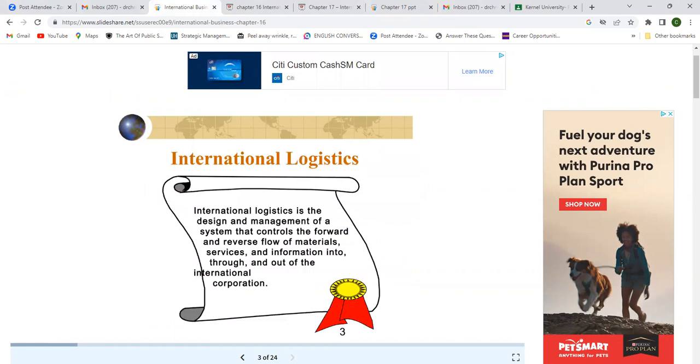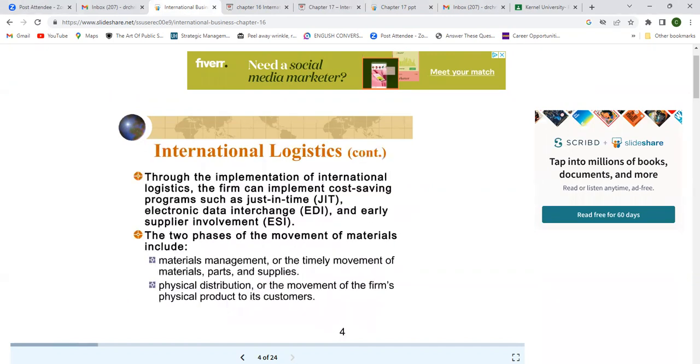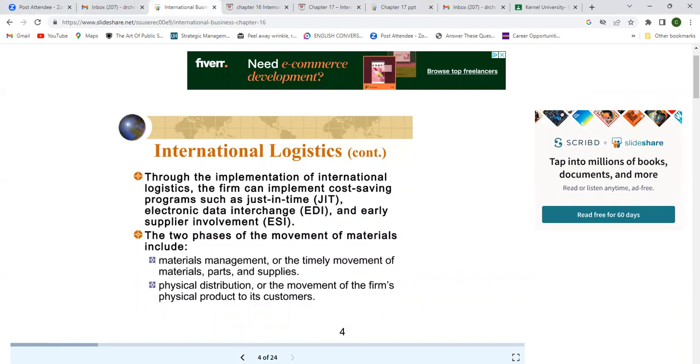International logistics is the design and management of the system that controls the forward and reverse flow of materials, services, and information into, through, and out of the international corporation. Through the implementation of international logistics, the firm can implement cost-saving programs such as just-in-time, JIT, electronic data interchange, EDI, and early supplier involvement, ESI. The two phases of movement of materials include materials management, the timely movement of materials, parts, and supplies, and physical distribution, or the movement of the firm's physical product to the customers.